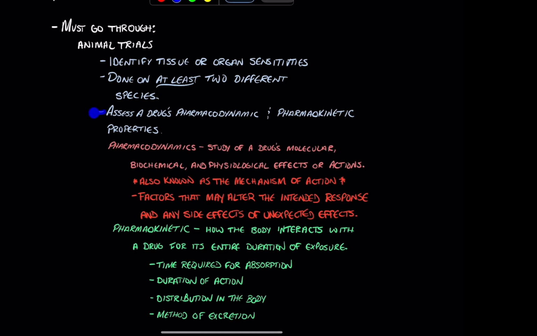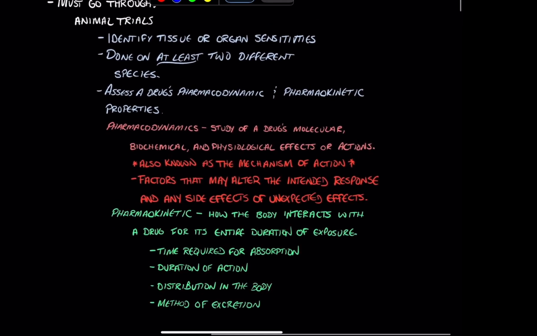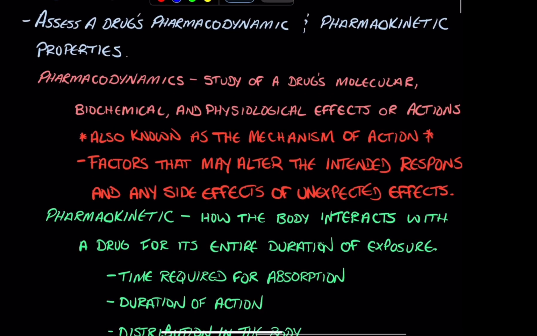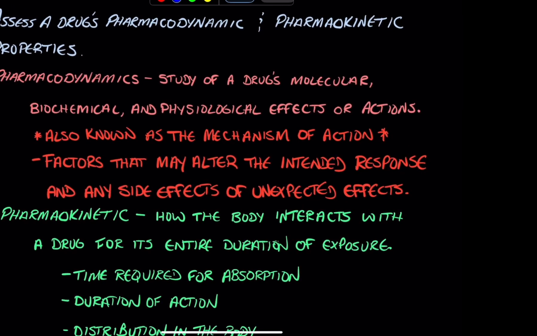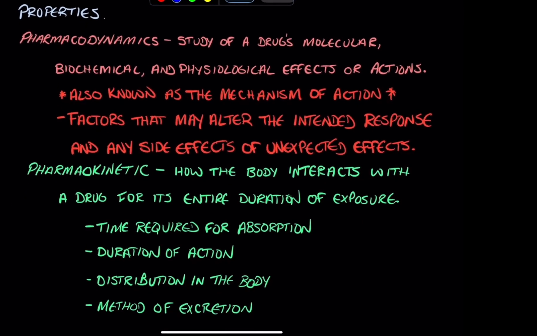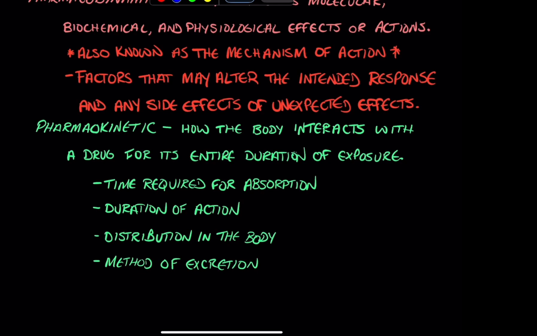It's used to assess the drug's pharmacodynamic and pharmacokinetic properties. And in the slideshow, they discuss this a little further on. I just put it in here because it's something that reoccurs throughout this presentation. So pharmacodynamics is the study of a drug's molecular or physiological effects or actions. It's also known as the mechanism of action, or how the drug actually works. And it's basically looking at factors that may alter the intended response or side effects or undue effects of a medication.